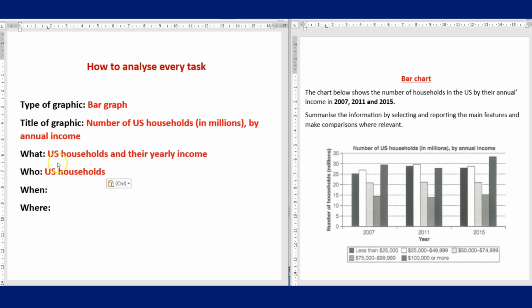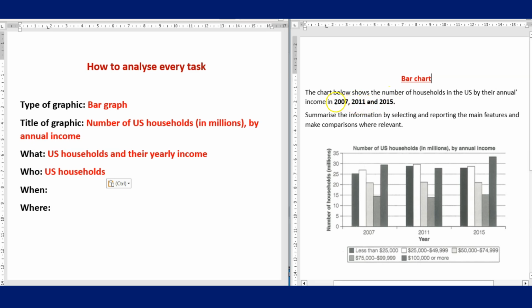So those are the players that are involved. Okay, at what time was this particular information taken, or what span of time is it covering? So you can see from here, it's saying that it is covering 2007, 2011, and 2015. So we are checking their annual income in 2007, 2011, and 2015.